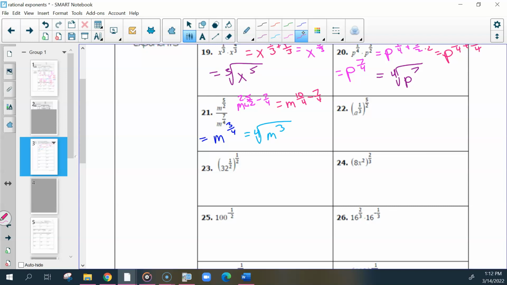Next, 22, raising a power to a power, we're multiplying the exponents together. So this would be a to the 1/3 times 5 over 2, or a to the 5 over 6. So then, writing this in radical form, we would have the sixth root of a to the 5th.